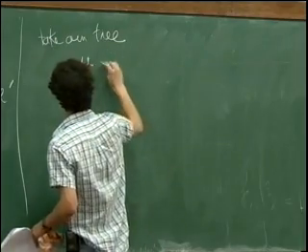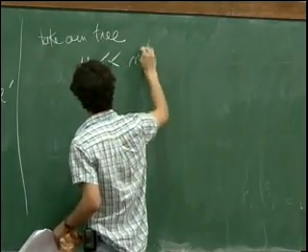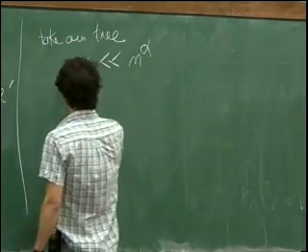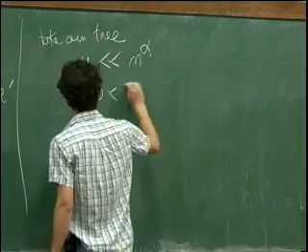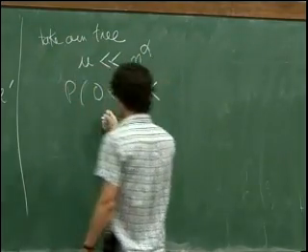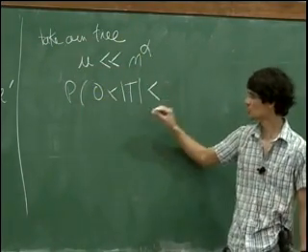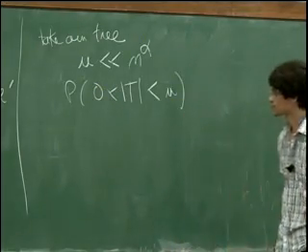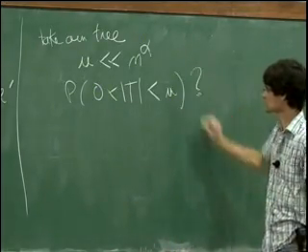And let's take some u, which is much smaller than what you expect for the typical size of your tree. And let us understand what should be the probability that our tree did not go extinct yet, but is much smaller than what you would expect. Okay?